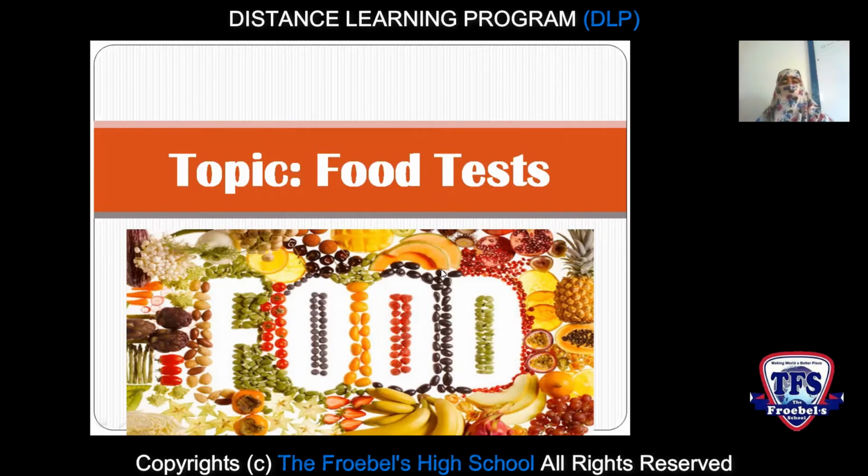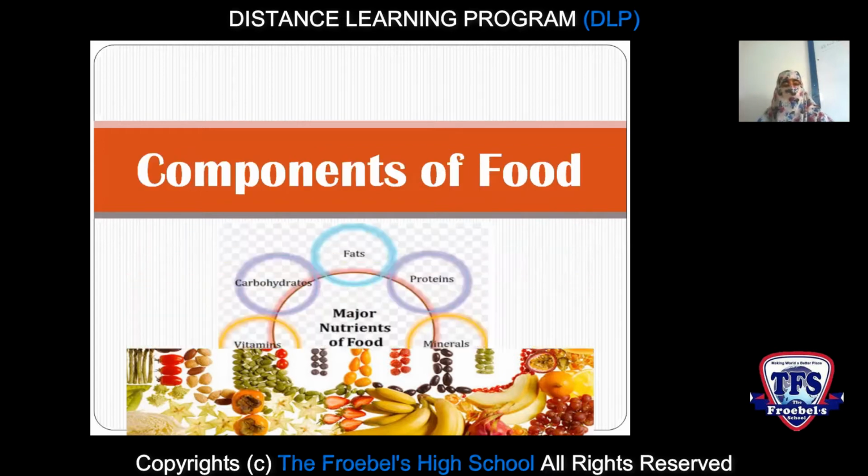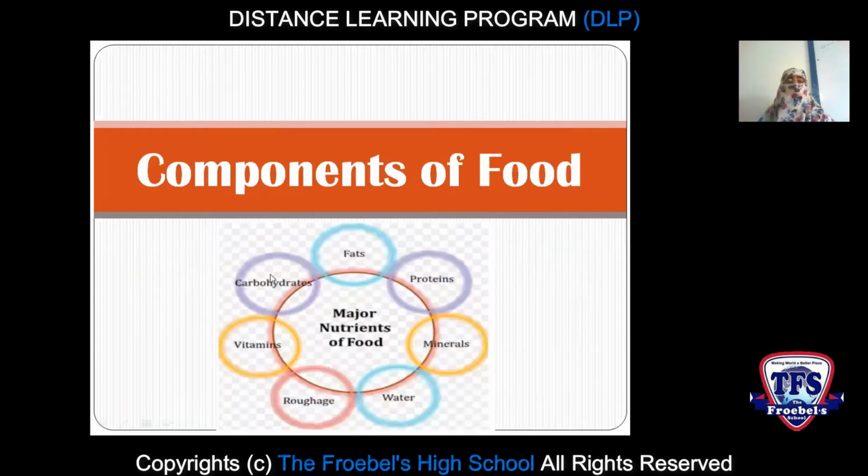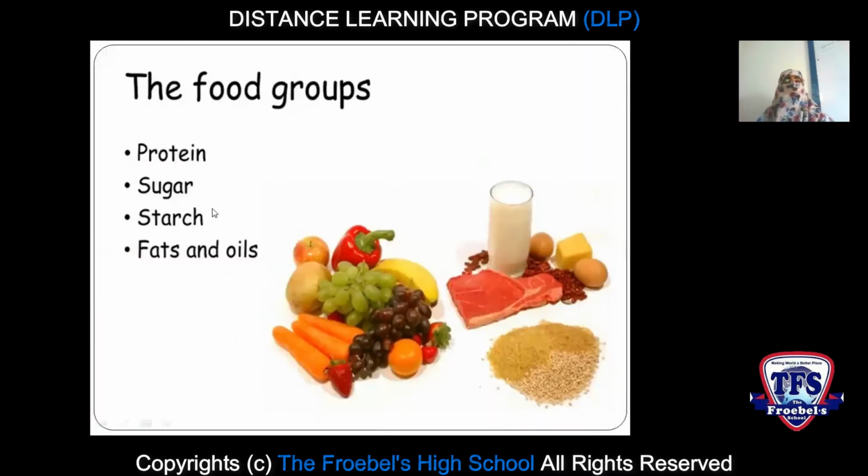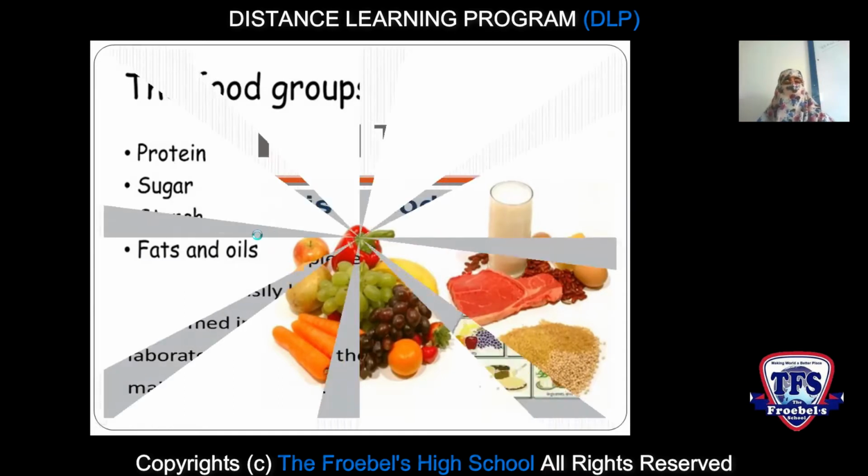In this picture, you can easily find the word food written with the help of these fruits and vegetables. What are they? They are the source of nutrients. Nutrients that are required for providing energy. Energy which is needed for performing vital processes. What are these nutrients? These nutrients are components of food like carbohydrates, fats, proteins, minerals, water, roughage, and vitamins. For food tests, we have to focus on 4 groups of food: protein, sugar, starch, and fats and oils.